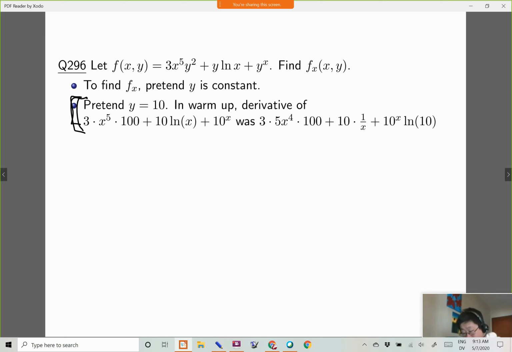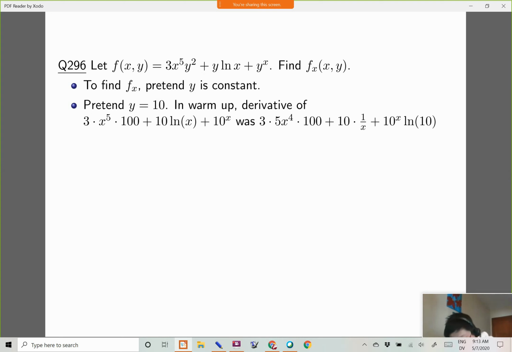So in the warm-up that we did at the beginning, I remind you what we did was we took the derivative of 3 times x to the 5th times 100 plus 10 ln of x plus 10 to the x, and we got this, right? Because there were 2 constants here. We copied the constants 3 and 100 and then differentiated x to the 5th as 5x to the 4th using the constant multiple rule. 10 times ln of x, copied the 10 and then differentiated ln of x as 1 over x. 10 to the x, remember the exponential rule, we got 10 to the x times ln of 10.